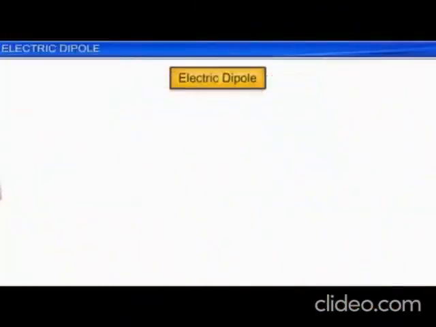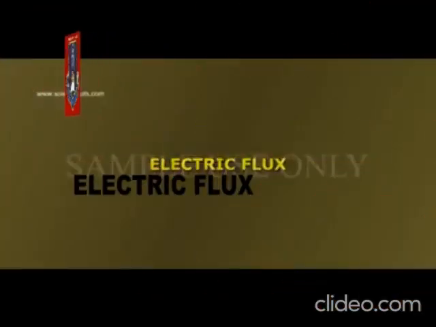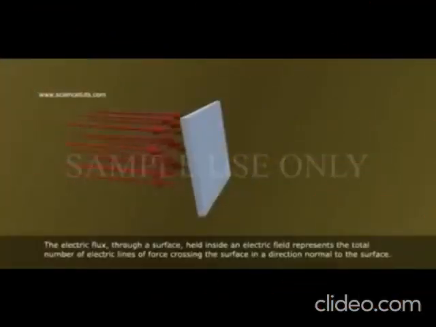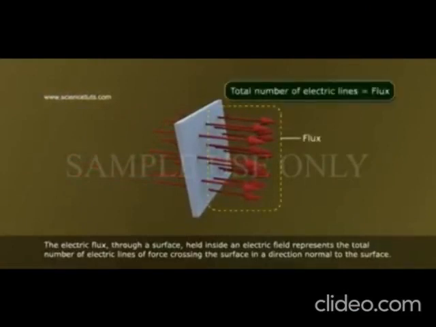An electric dipole comprises a positive charge and a negative charge separated by a finite distance. Electric flux. The electric flux through a surface held inside an electric field represents the total number of electric lines of force crossing the surface in a direction normal to the surface.